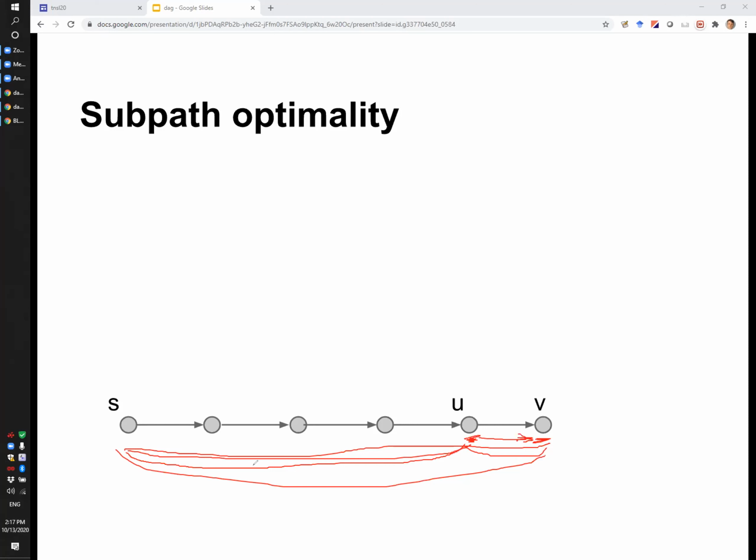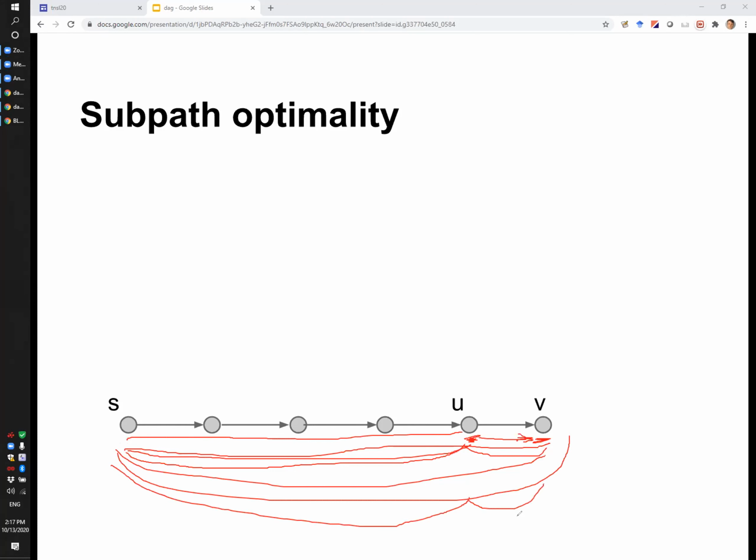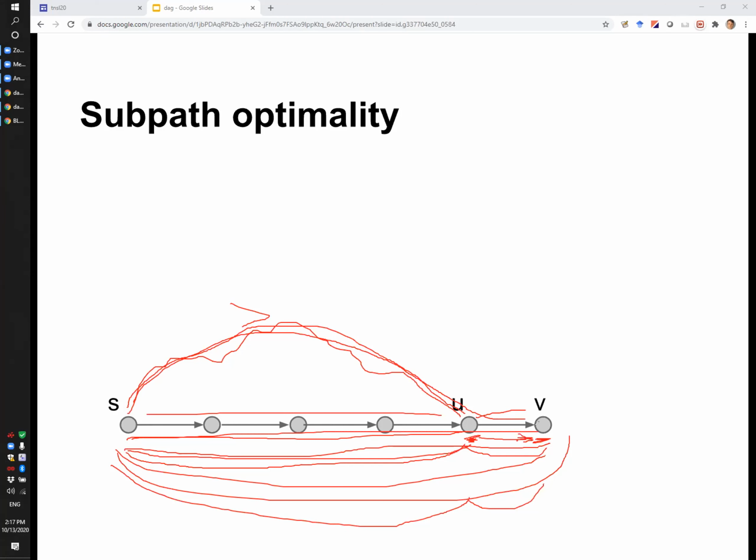So the claim is that this path from S to U must be the longest path from S to U, right? For this whole path to be the longest path from S to V, you'd better have this path from S to U as long as possible, and then you add one edge. Indeed, if there existed another path from S to U which would be longer than this path, then that path plus the edge UV would be the longest path from S to V, and not this path.